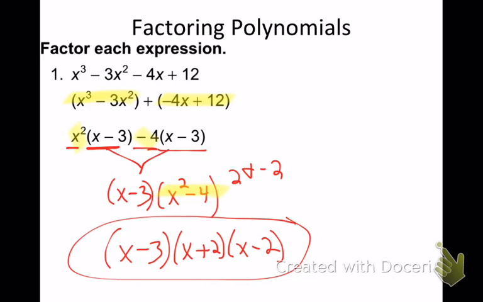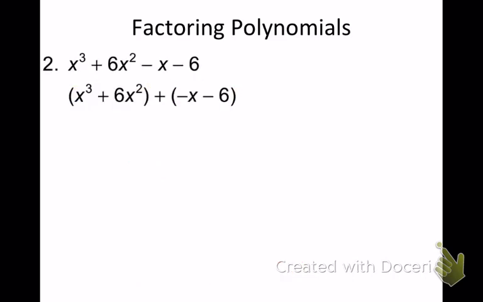Okay, let's try number 2 here. So a little less work shown this time. I have x cubed plus 6x squared minus x minus 6. Notice, I grouped them, so I put the left two together, then I put the right two together. On the left side, x cubed plus 6x squared. What can come out of both of those? An x what? An x squared, right? So that's going to leave me with x plus 6.